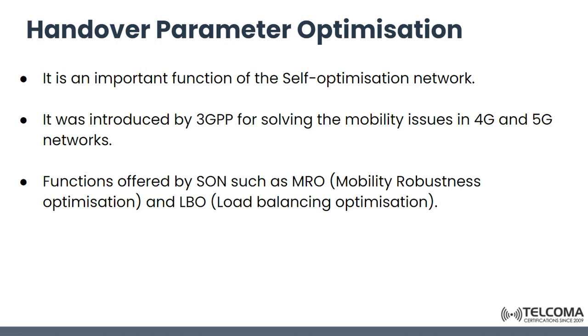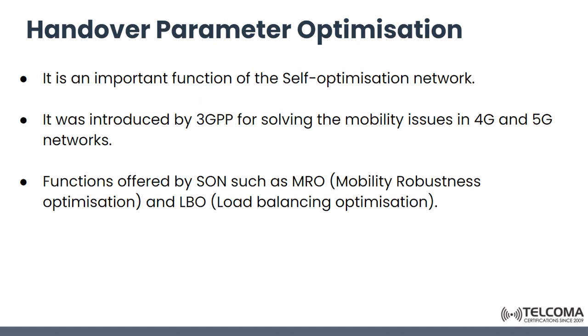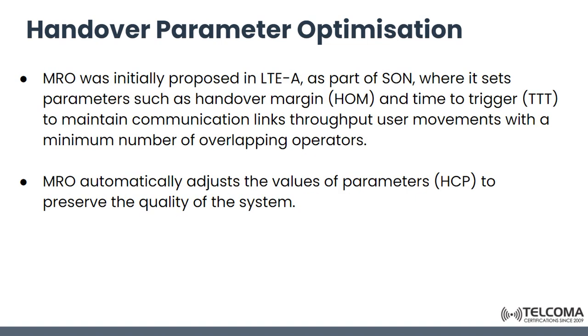MRO is mobility robustness optimization and LBO is load balancing optimization. These are two important functions which are offered by self-optimizing networks. MRO, which stands for Mobility Robustness Optimization, was initially proposed in LTE Advanced as a part of self-organizing or self-optimizing networks.